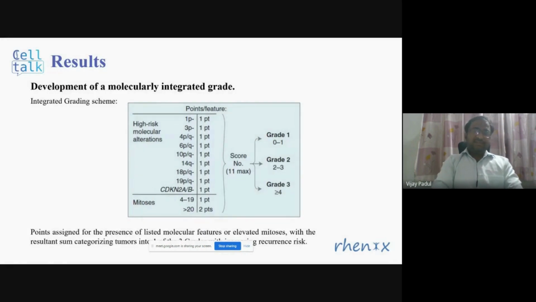So here, this represents the development of the molecularly integrated grade. Throughout this analysis, they identified these high-risk molecular alterations. As we have seen previously, 1p and CDKN2A, 2B had the large hazard ratios. So all of these were given certain points. If they are present in a particular sample, they will give 1 point for that particular molecular feature. So in that way, they devised a grading scheme. If the points are 0 to 1, molecular grade 1 will be given, and then molecularly integrated grade 2 will be given if the points are 2 to 3, and if points are 4 or more, then molecularly integrated grade 3 will be given.